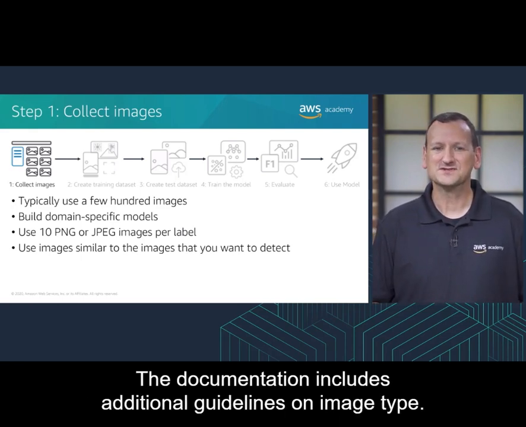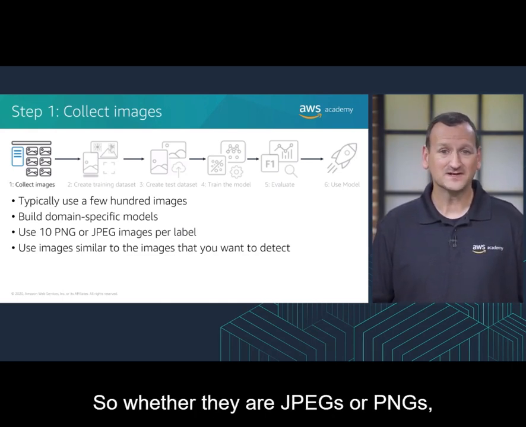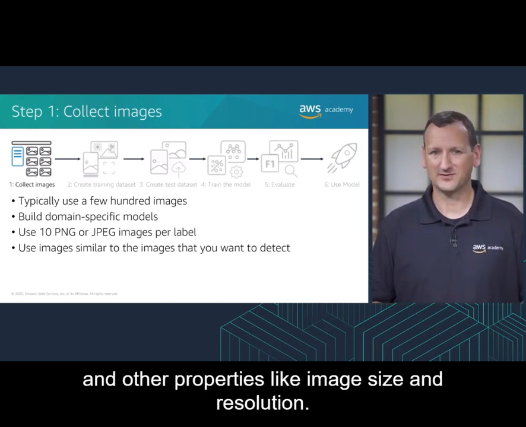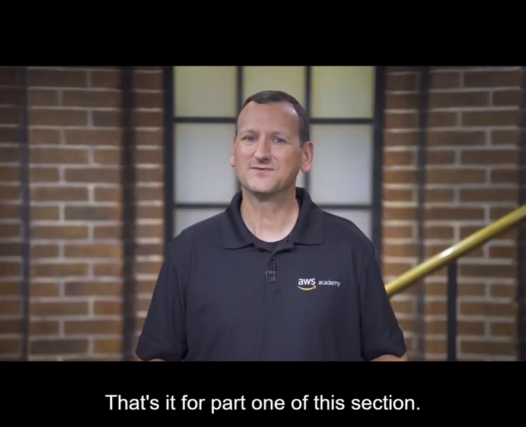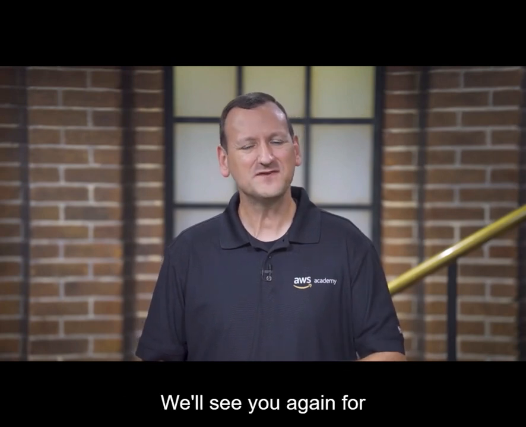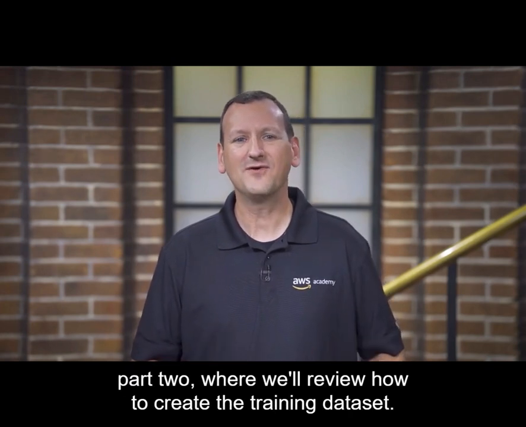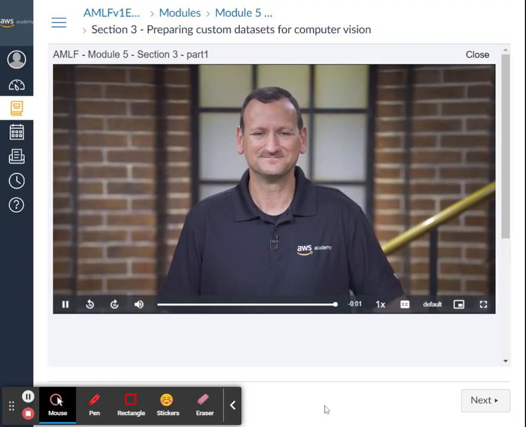The documentation includes additional guidelines on image type, so whether they are JPEGs or PNGs, and other properties like image size and resolution. That's it for part 1 of this section. We'll see you again for part 2, where we'll review how to create the training dataset.